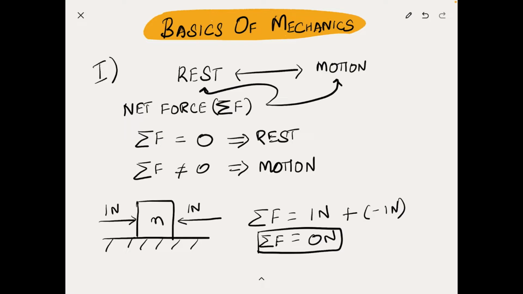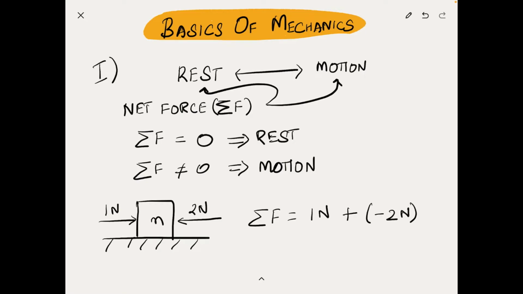Now let us consider another example. In this case, I'm changing the value of the force that I'm applying from right to left. If I'm applying 2 Newtons of force from right to left, then I have to consider minus 2 Newton when I'm calculating my net force. So in this case, I will have minus 1 as my net force acting on the body.